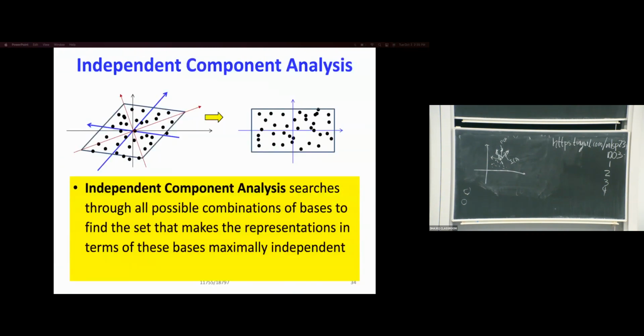So yeah, you can read this. ICA searches through all possible combinations of bases to find the set that makes representations in terms of these bases maximally independent. So we care about independence, right? If somebody asked you the difference between PCA and ICA, you could just say independence, because PCA does not care about independence. It just does decorrelation. But ICA actually cares about maximizing independence.